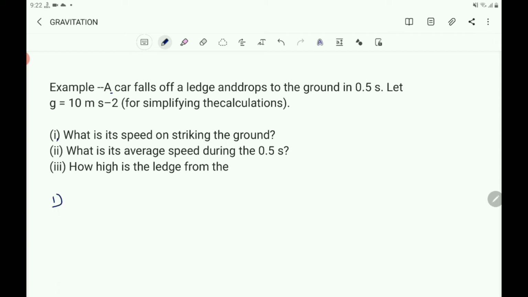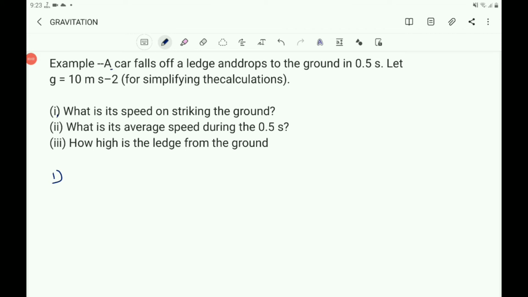Here what you have to find out, what is the speed on striking the ground? That becomes the final velocity v. When an object is dropped from a particular height, its initial velocity is considered to be 0. So you take u equals 0, and the time taken to reach the ground is 0.5 second, and acceleration due to gravity g equals 10 m/s squared. That is positive because the object is falling towards the ground. It is dropped from the height. So what you have to find out here is the speed on striking the ground, that is the final velocity v equals question mark.